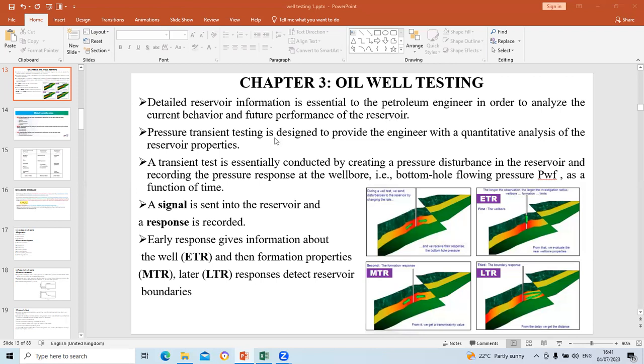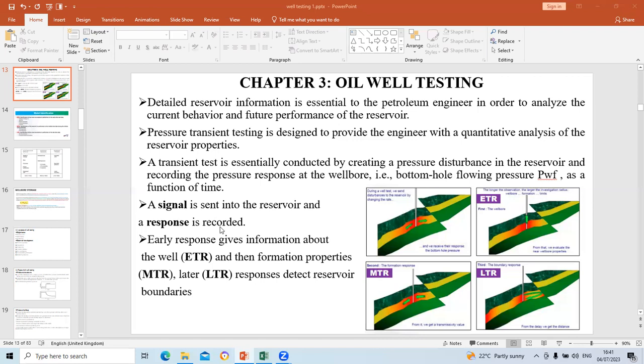Pressure transient testing is designed to provide the engineer with a quantitative analysis of reservoir properties. A transient test is essentially conducted by creating a pressure disturbance in the reservoir and recording the pressure response at the wellbore, that is the bottom hole flowing pressure, as a function of time. So a signal is sent into the reservoir and a response is recorded.